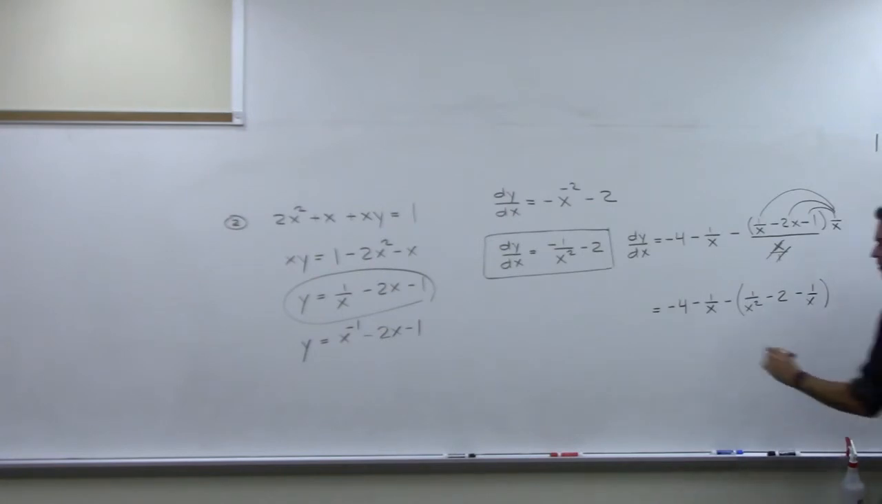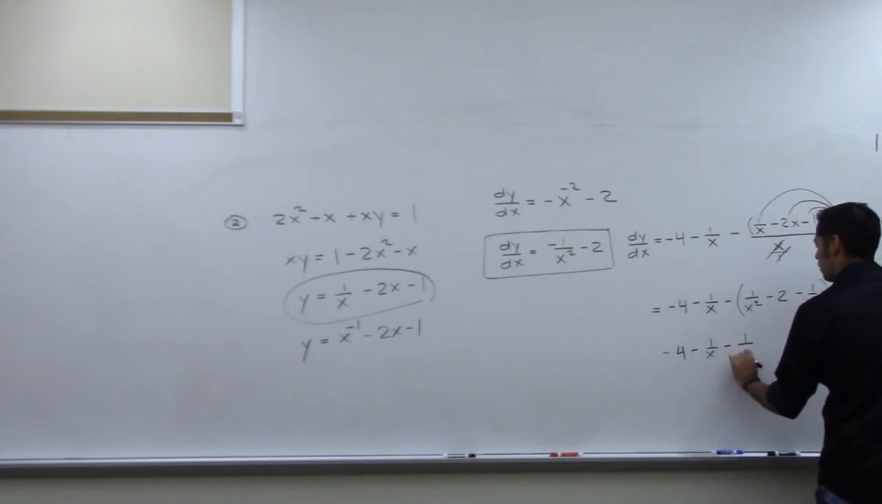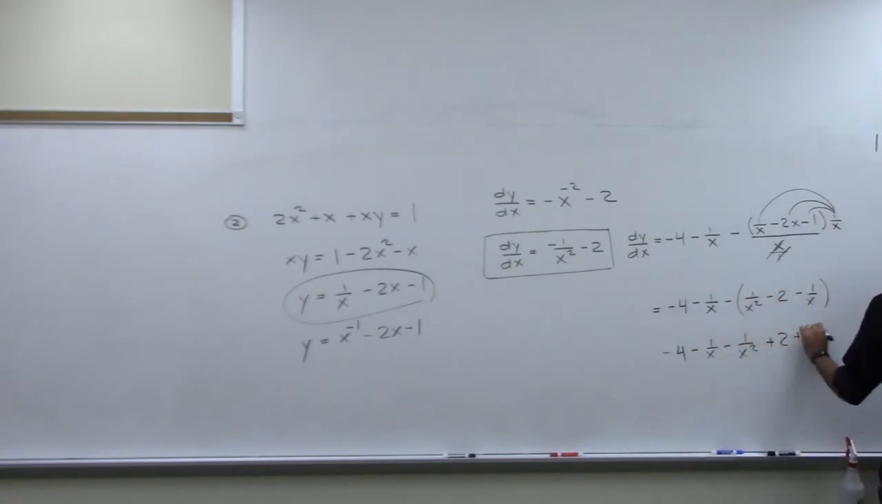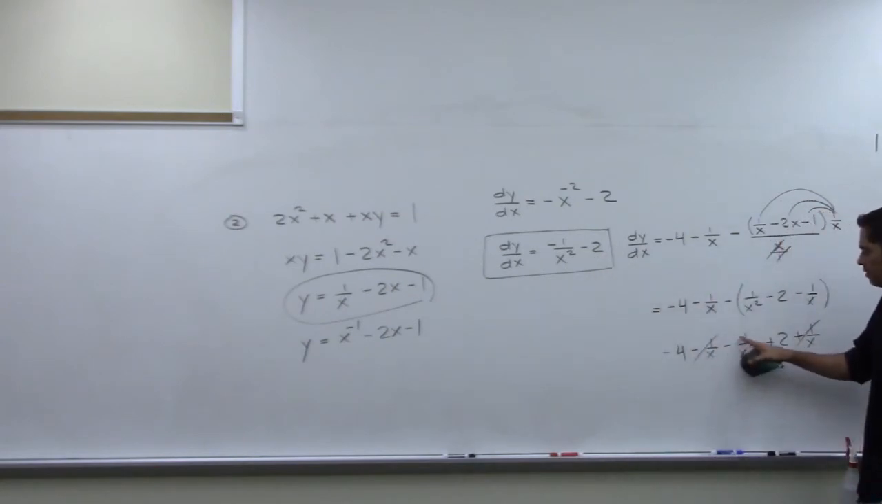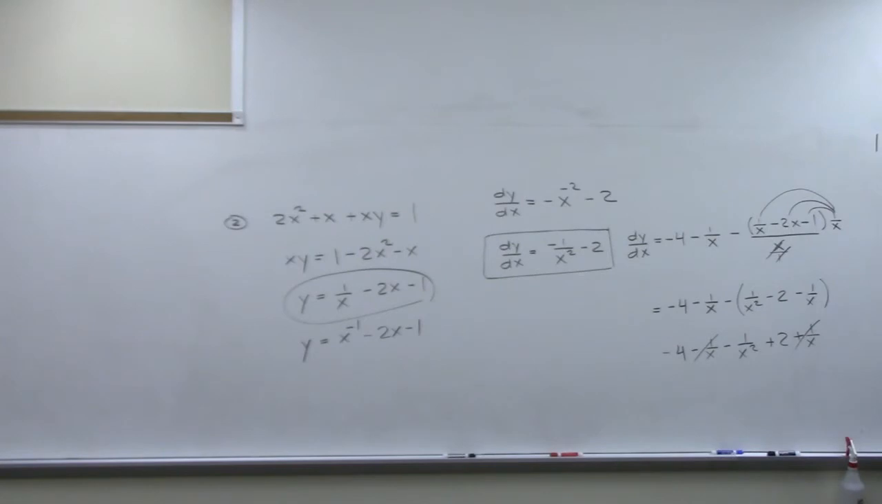And now let's distribute that negative through. Negative 4 minus 1 over x minus 1 over x squared plus 2 and plus 1 over x. And this 1 over x and 1 over x cancel. And you get negative 4 and positive 2, that's negative 2. So that would give you this negative 2. And then minus 1 over x squared, minus 1 over x squared. So they are, in fact, the same answer.